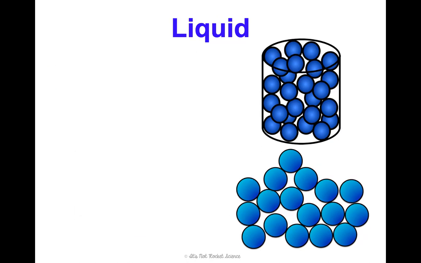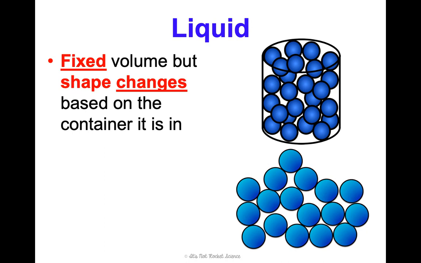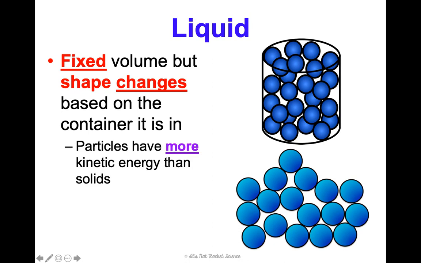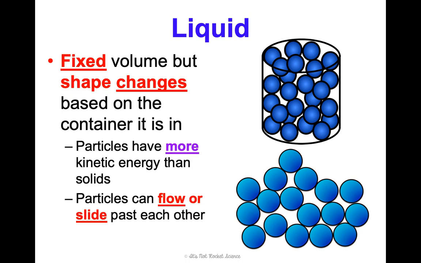Liquid is the next one. It's a fixed volume, but the shape changes based on the container it's in. For example, this is a cylinder. Those particles are looser. They're moving a little bit more. Particles have more kinetic energy than solids, so the particles can flow or slide past each other.